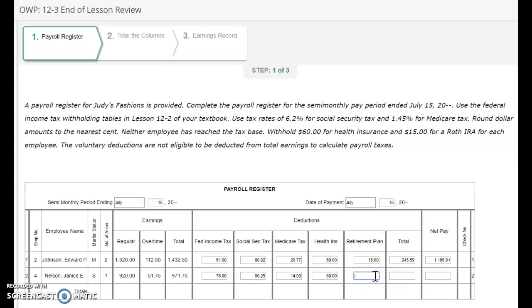And retirement plan, 15. So now I need to add my deductions, 76. And I'll get 225.34. So then I'll need to calculate my net pay. So take my total earnings of 971.75 and subtract the total deductions of 225.34, and I will get a net pay of 746.41.